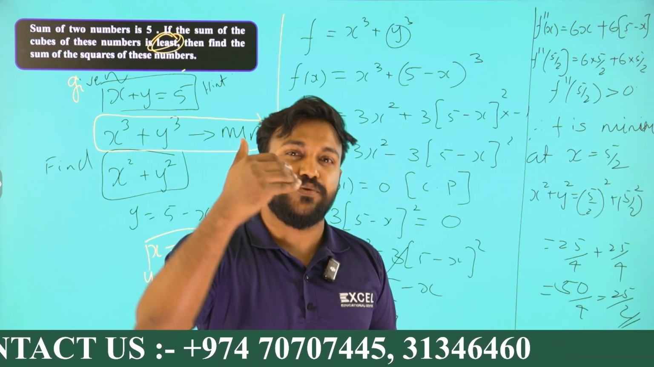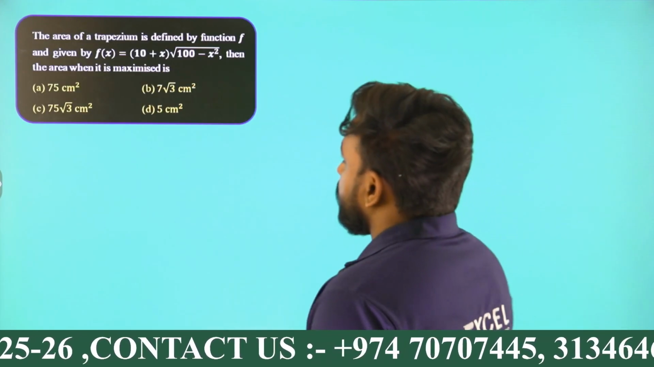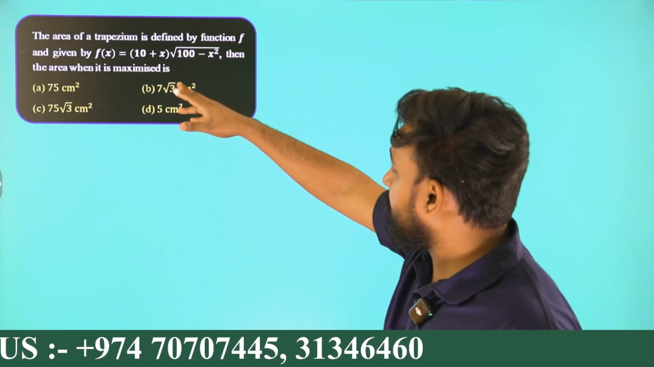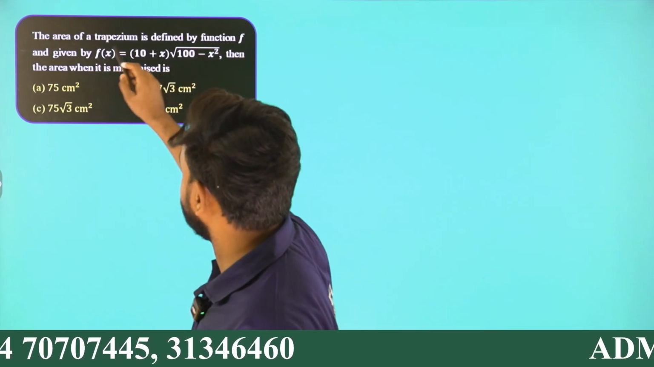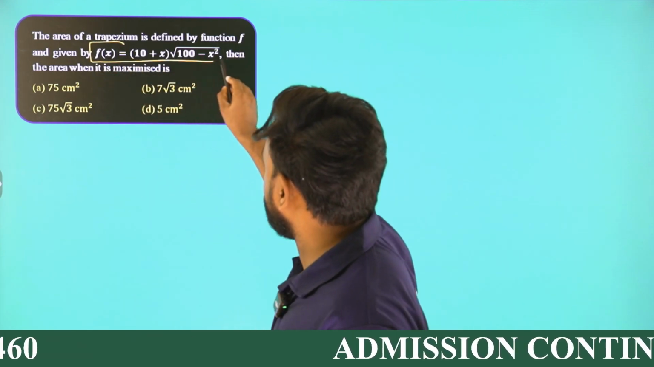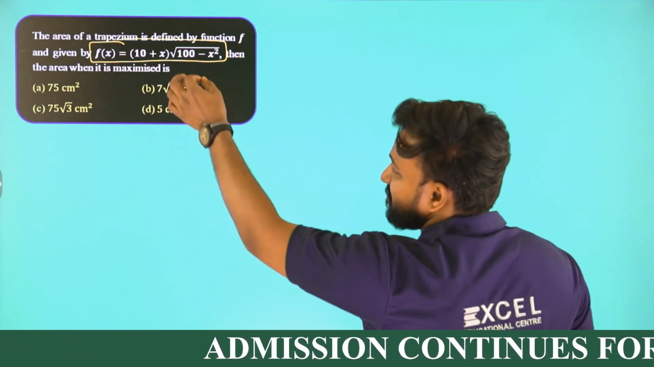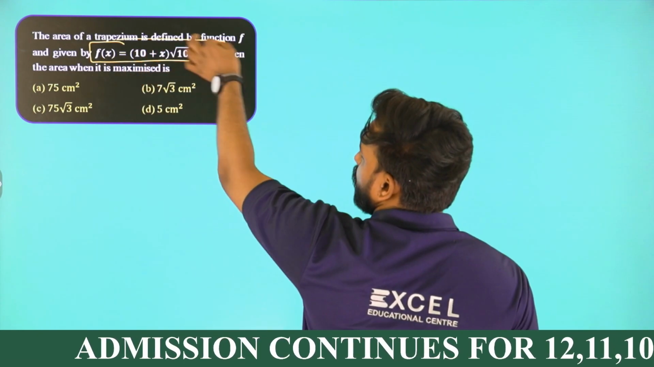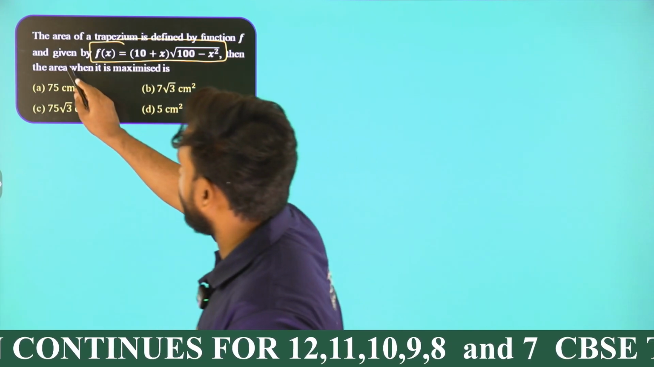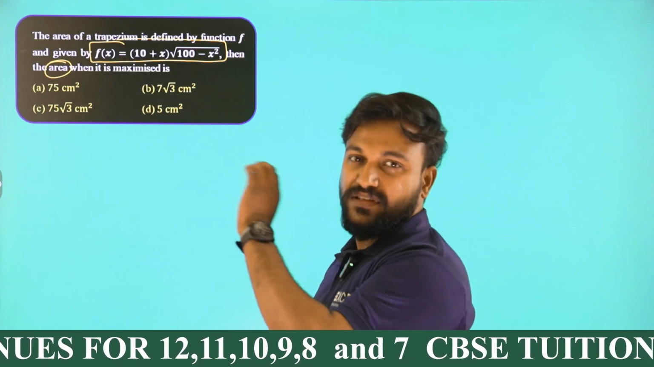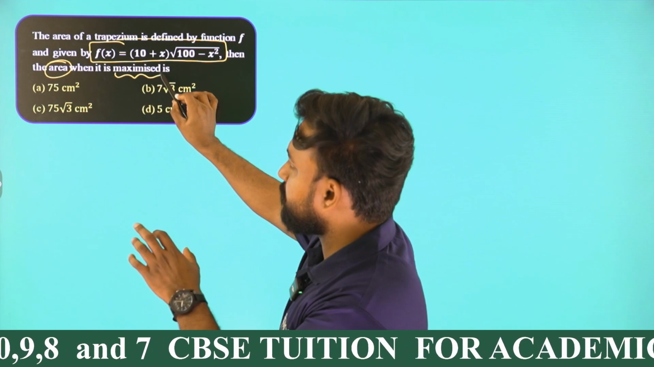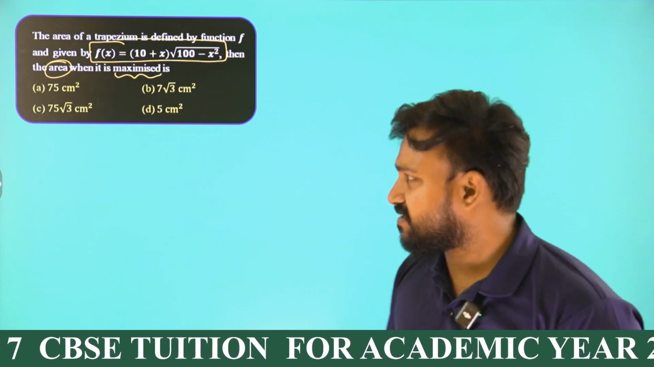Okay, so we can move into a little more complicated question. The next question is they have given the function, but the area of the trapezium, we need to find the area of the trapezium defined by this function. The area of the trapezium is given by f of x equal to 10 plus x into root of 10 square minus x square. Then when the area is maximum, we need to find the area. This is the equation of area, we need to find the x when the area is maximum, then we put that here. So the function is given, it's a direct question.